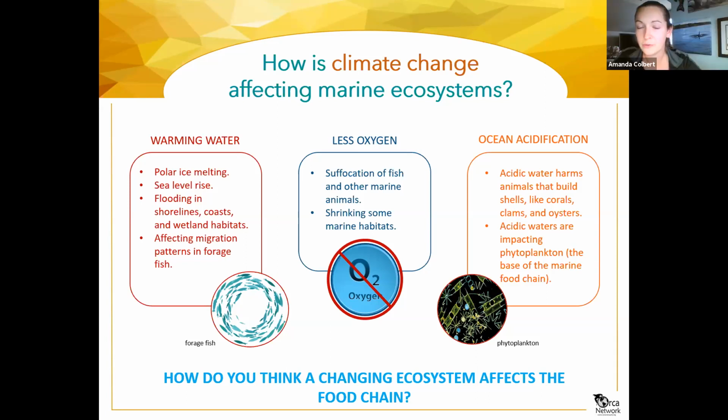Yeah, so how do you think that if the ecosystem is changing, and I showed you a couple ways up here. So if the water gets warmer, if there's less oxygen, and if ocean acidification means that the very base of our food chain might be disappearing, how do you think that would affect the rest of the food chain? Well, then they wouldn't have anything to feed on.